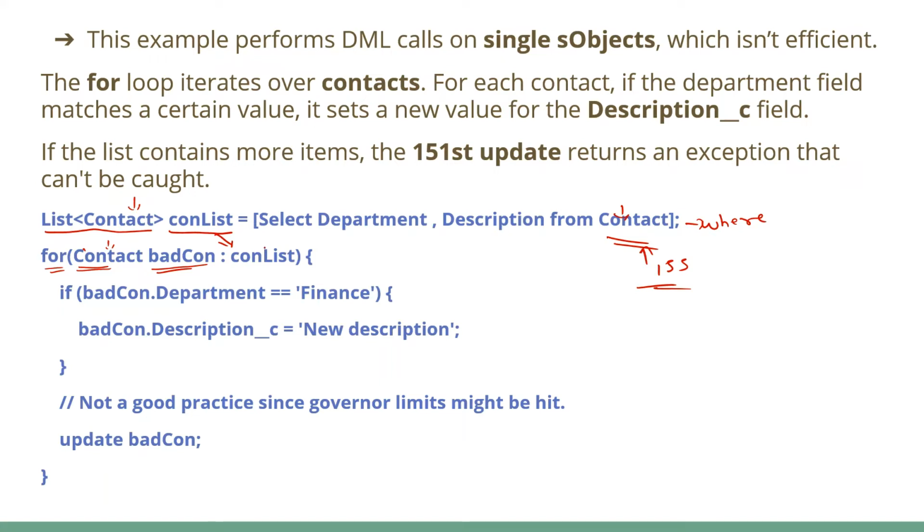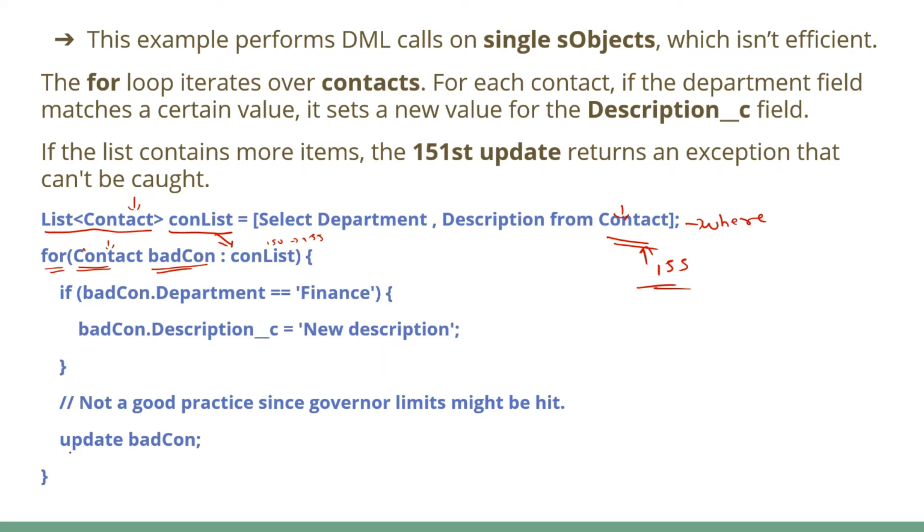So it will iterate on the whole list. If the list has 150 elements or 155 elements, it will iterate from 1 to 155. If badcon.department equals finance, then set it to new description. So if the department of that particular contact is finance, then it will set the description of that contact to new description. What we are doing is not a good practice, since governor limits might be hit.